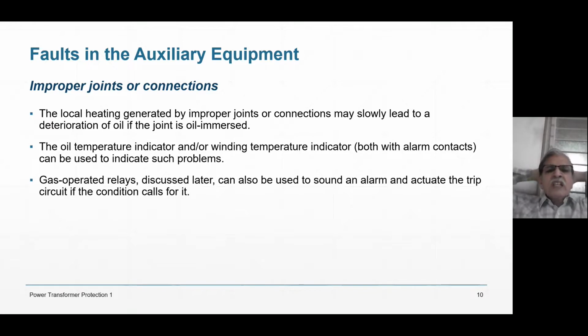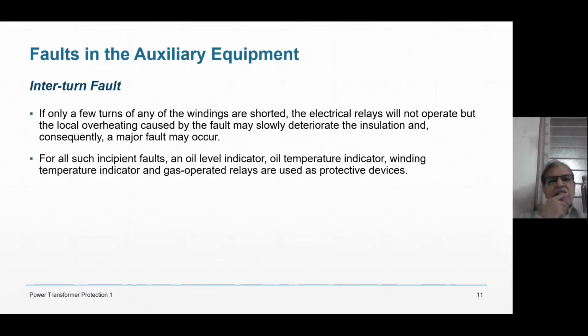So local heating generated by improper joints may slowly lead to deterioration of oil, particularly if the joint is oily. The oil temperature indicator and or winding temperature indicator is there. And if there is a local heat somewhere inside, then that much oil will be gasified, and that will go into the Buchholz relay. And the Buchholz relay also sounds an alarm to let you know that certain things have occurred.